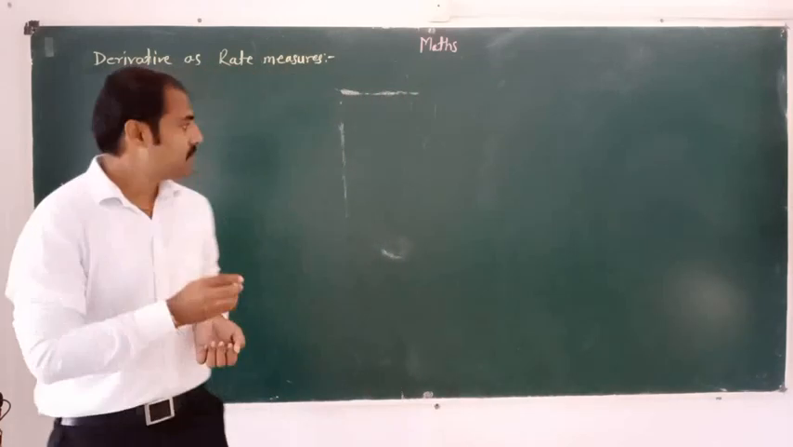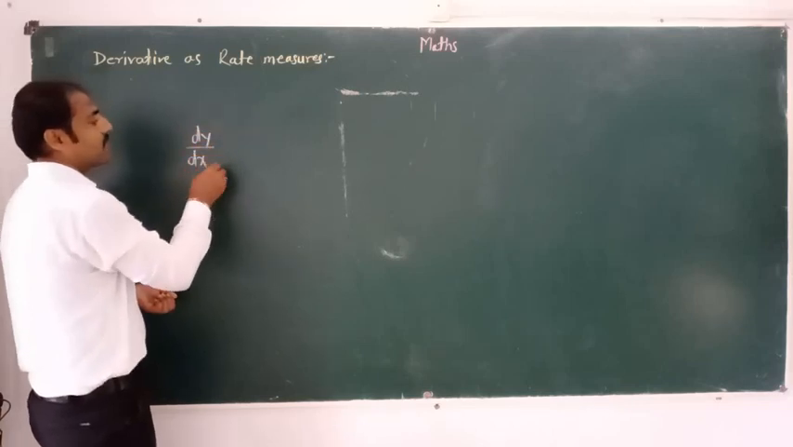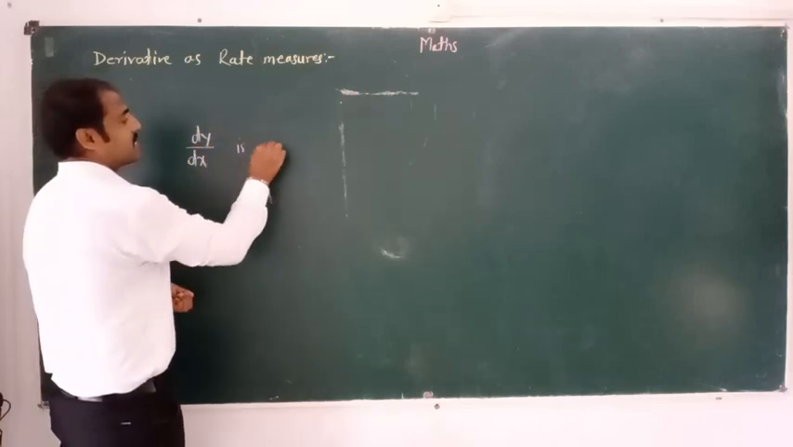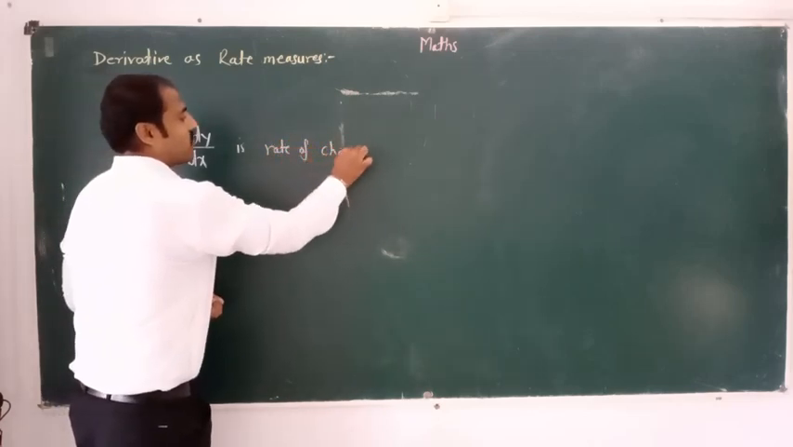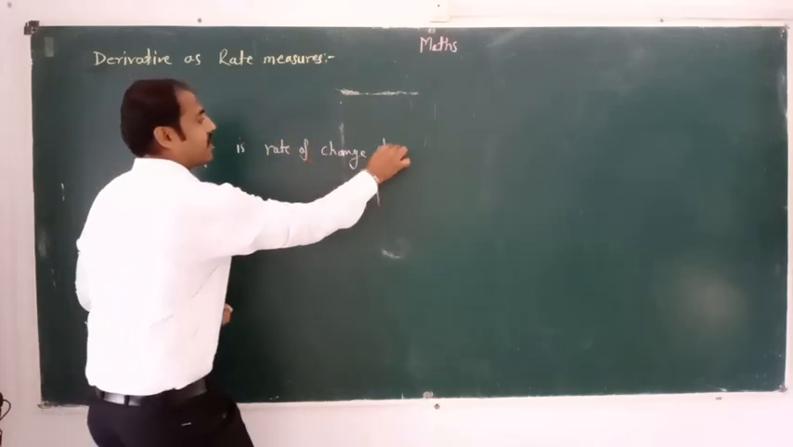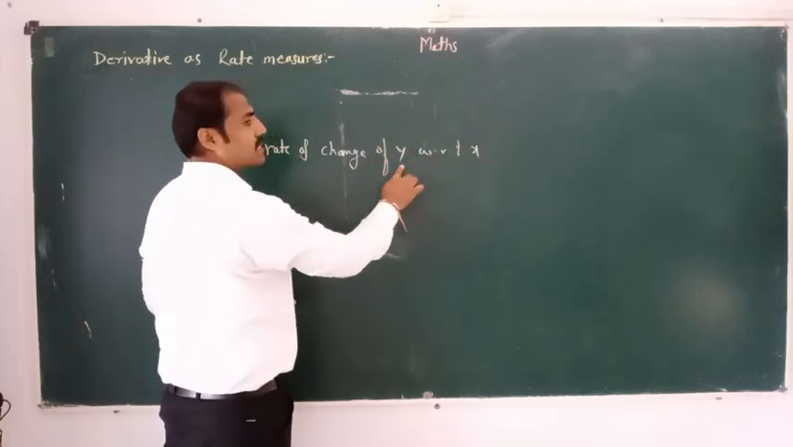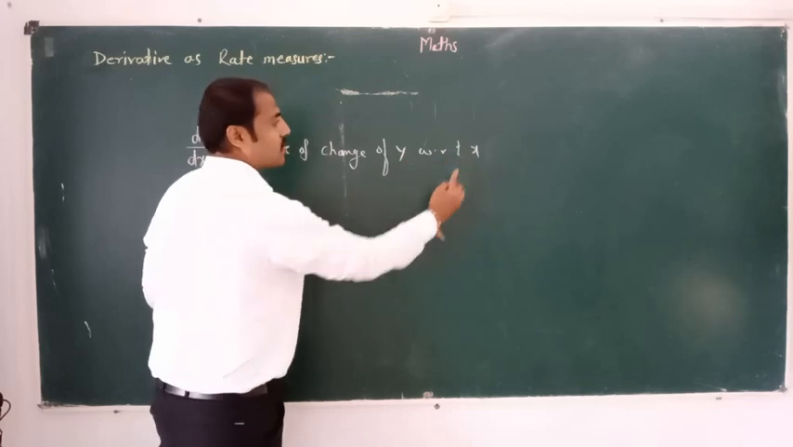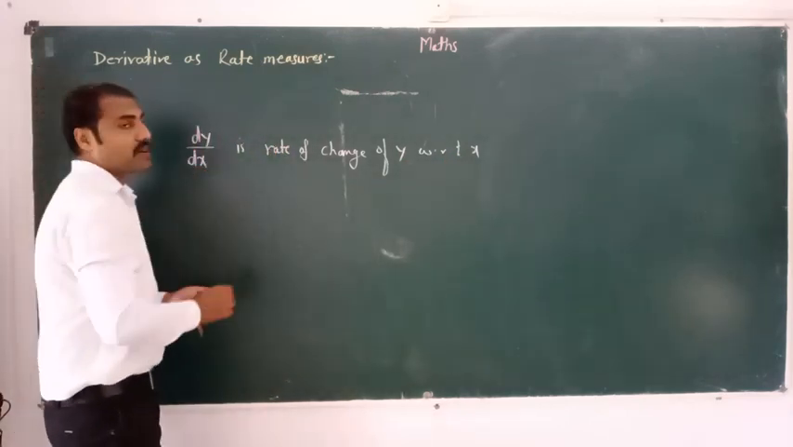Look here. The meaning of dy by dx is the rate of change of y with respect to x. That is, the rate of change of the dependent variable with respect to the independent variable. That is the meaning of dy by dx.